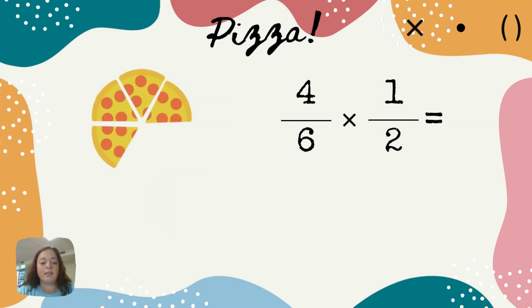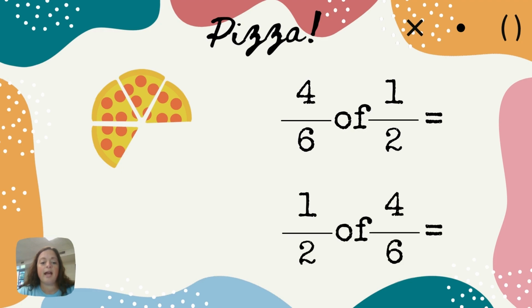How about 4/6 times 1/2? Another way to think of multiplication is to use the word of in place of times. So 4/6 times 1/2 is the same as 4/6 of 1/2. And we know that multiplication has the commutative property, which means that the numbers can be switched. They can move back and forth. It doesn't matter what order that they're in. So 4/6 of 1/2 or 1/2 of 4/6.